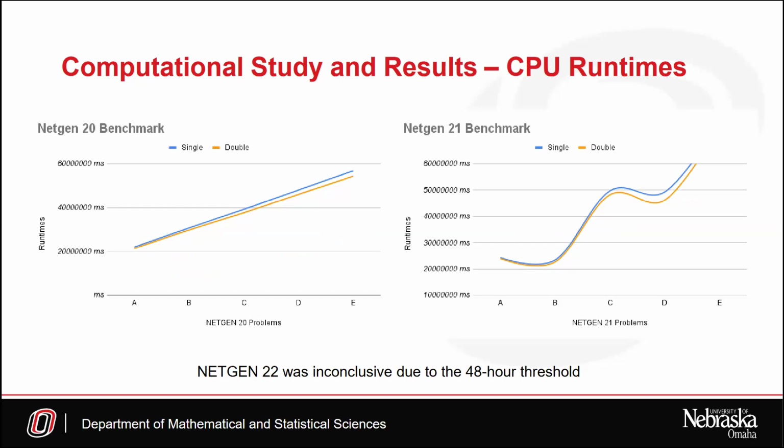However, NetGen 22 was inconclusive because I had set an 8-hour computation threshold, and both methods hit that threshold every single time in that benchmark. So therefore, there's not enough conclusive data from 22. Again, I tested this on my laptop, and my laptop wasn't computationally effective for these larger problems.